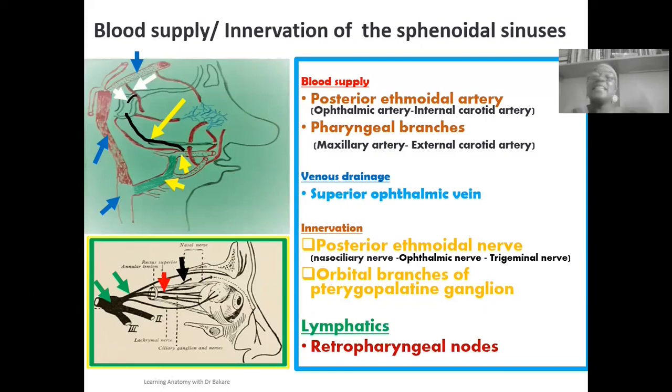Then the lymphatic drainage is into the retropharyngeal nodes. You can see that the sphenoidal sinus is draining to a different node, while the frontal sinus, of course, is draining to the submandibular node. So this sphenoidal sinus is seen to be draining to the retropharyngeal nodes.